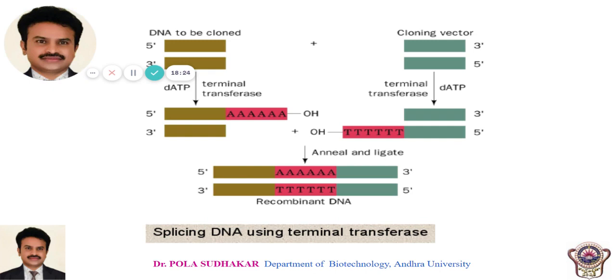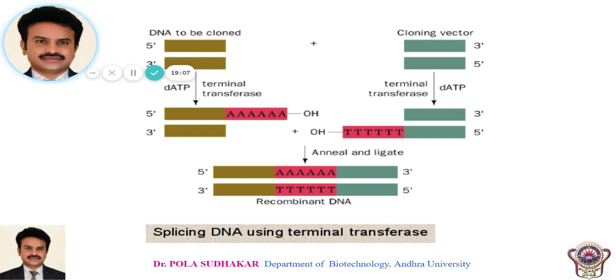For example, one preparation of DNA could be treated with the enzyme terminal transferase in the presence of dATP, resulting in the addition of a poly A chain to the 3' end of each DNA strand. There is another preparation of DNA which provides 3' poly T tails using the same enzyme with dTTP.